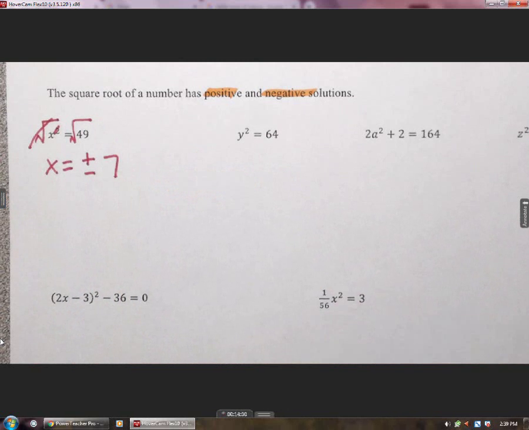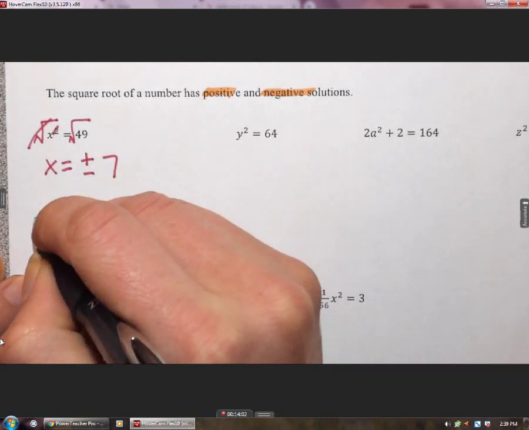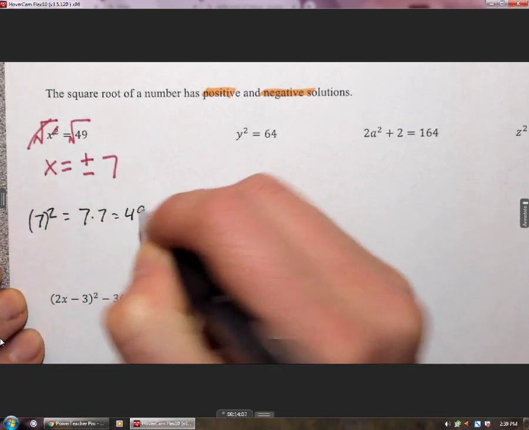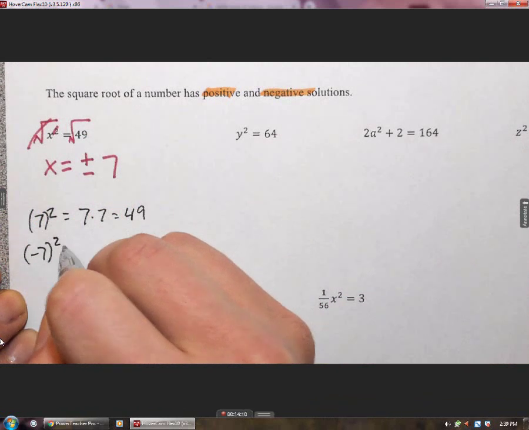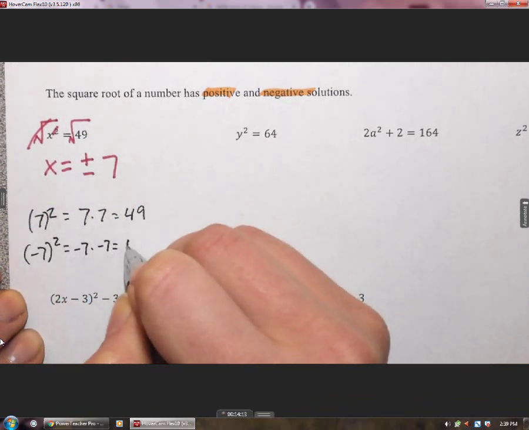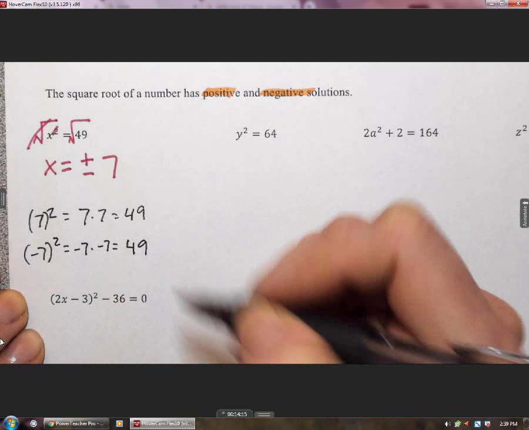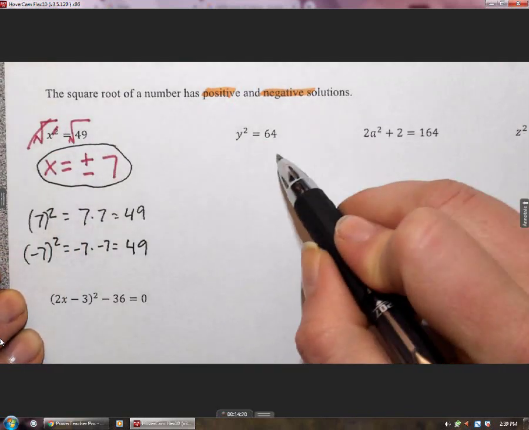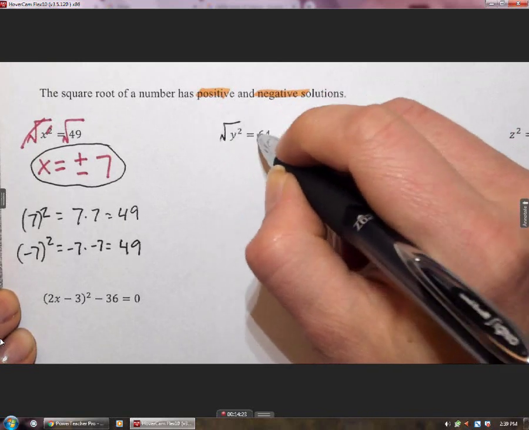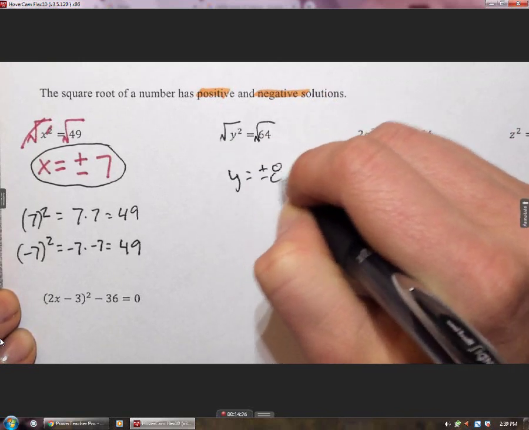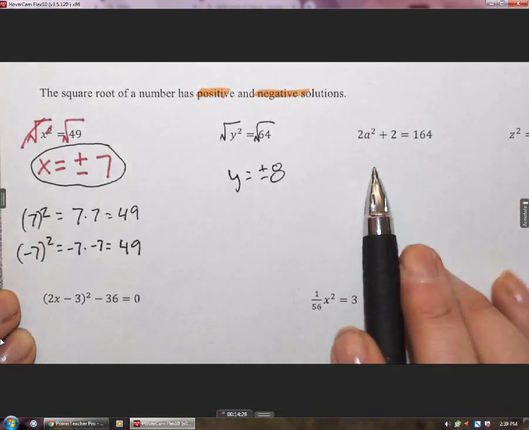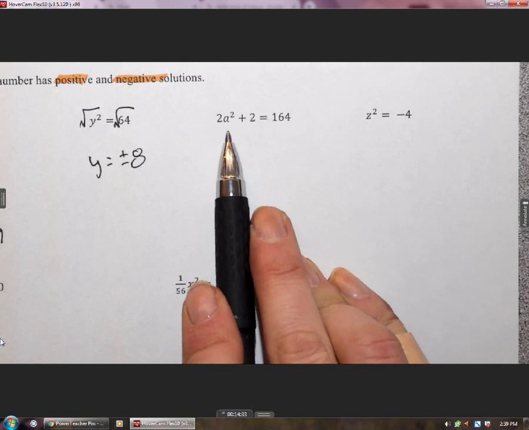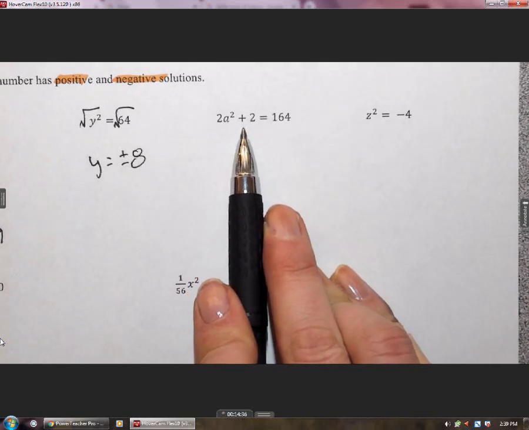Why is that? Because negative 7 times negative 7... 7 squared is 7 times 7, which is 49. And negative 7 squared is negative 7 times negative 7, which is also 49. So you have to remember that it's the plus and minus. It's both. So on this one, what would it be? Plus minus 8. y equals plus and minus 8. To solve this one, this might be one worth writing down. 2a squared plus 2 equals 164.